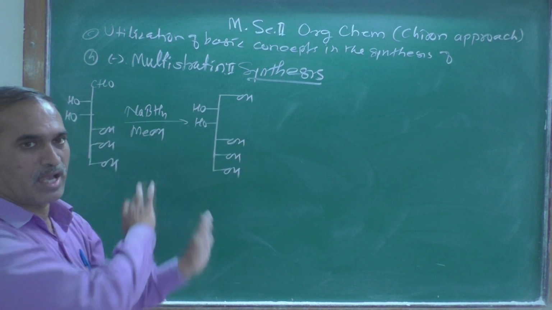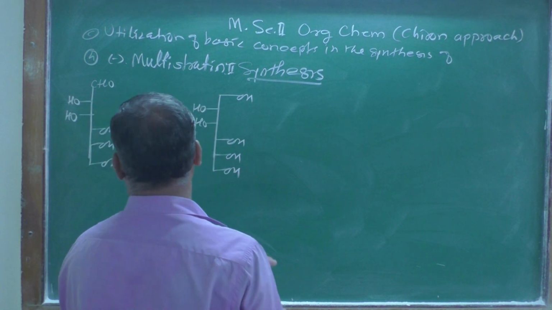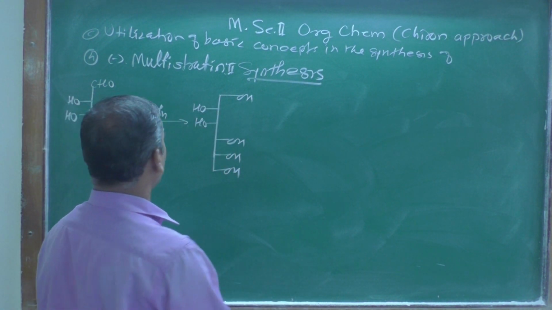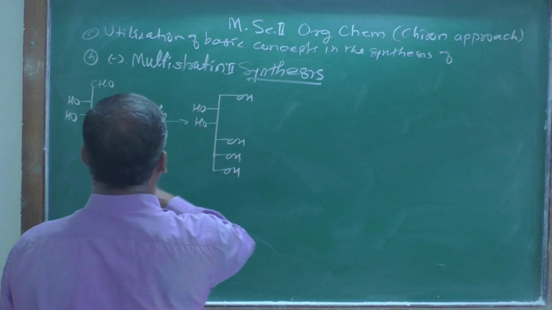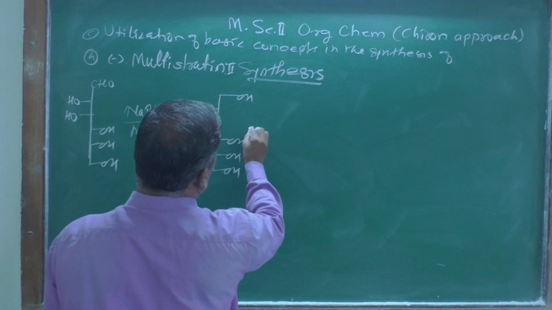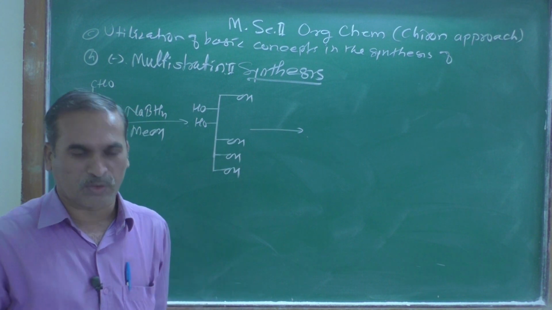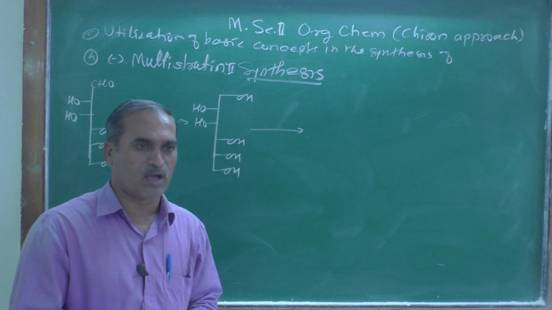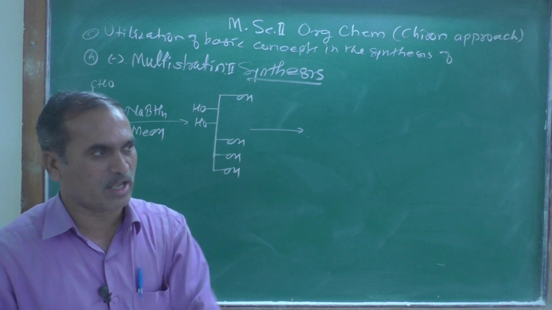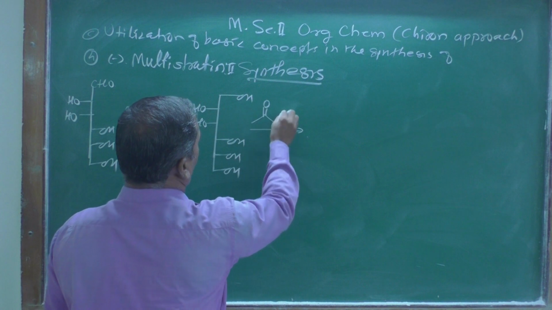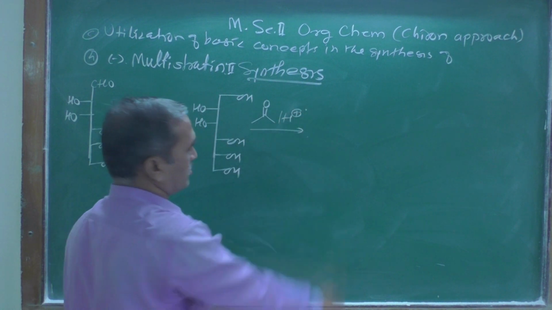So we can flip this anyway, because these are single bonds, rotation is possible, so we can rotate anyway. Now what is the next step? Generally we are using 1,2-diol protection, right? For 1,2-diol protection, what is the reagent we generally use? We generally use acetone in the presence of H plus.